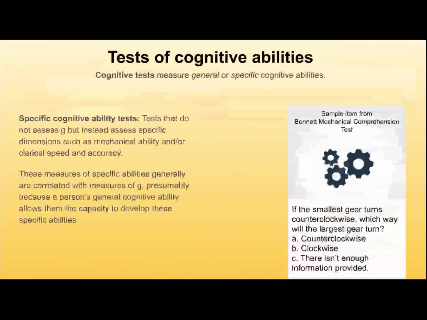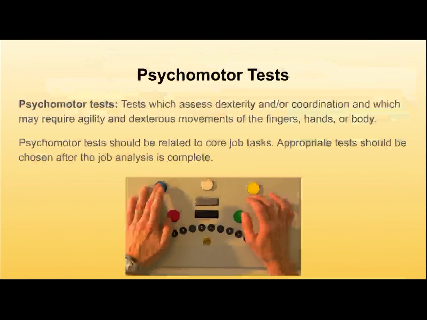The measures of specific abilities generally are correlated with G. So people who are smarter in general are better at these specific abilities, presumably because their general intelligence allows them to develop these specific abilities.